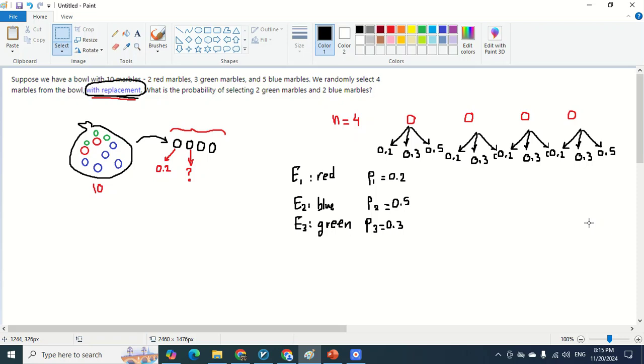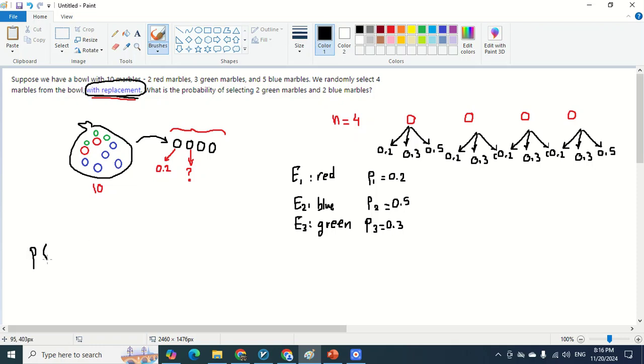If the replacement is not done, as I said before, then the distribution will change totally. It's going to be the hypergeometric distribution, which we will discuss later on. But over here, because the replacement happened, we can use the multinomial distribution to calculate it. And again, we can rewrite it like this.